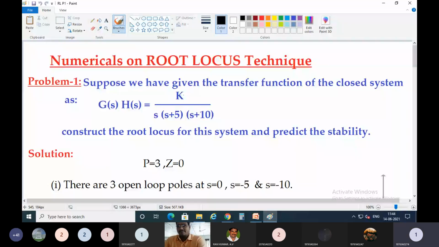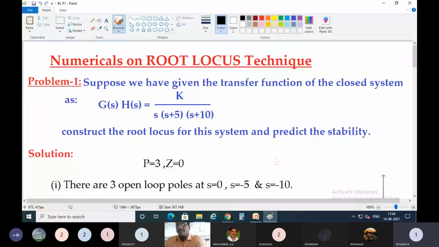So in the given transfer function, there are 3 open loop poles, and open loop zeros? 2, sir? Sorry, Z value, how much? 0, sir, 0.